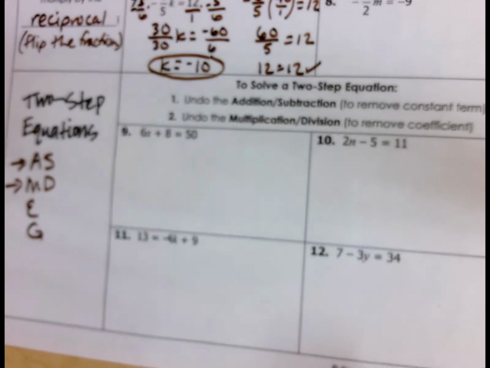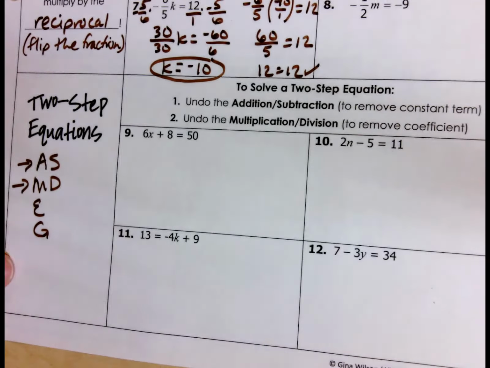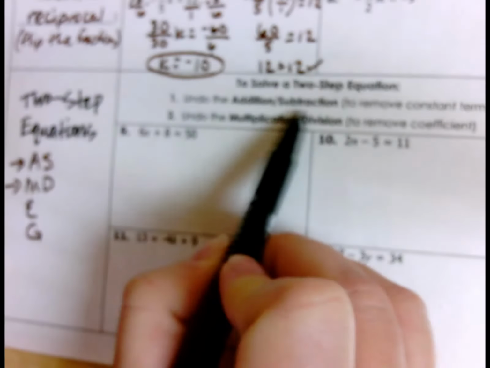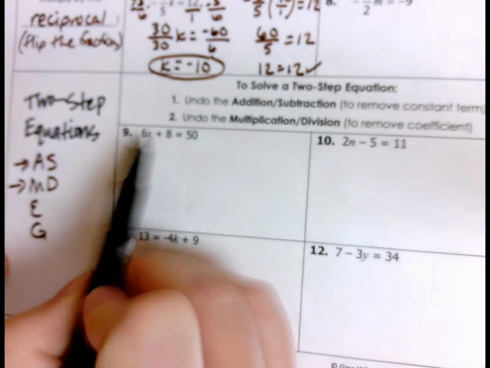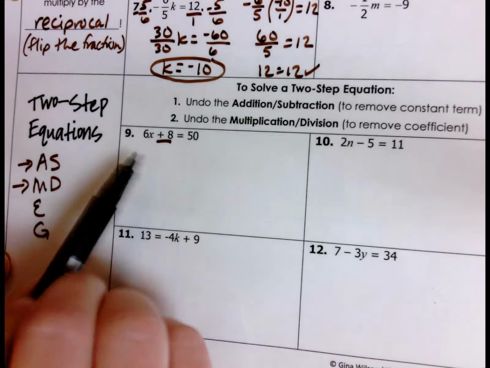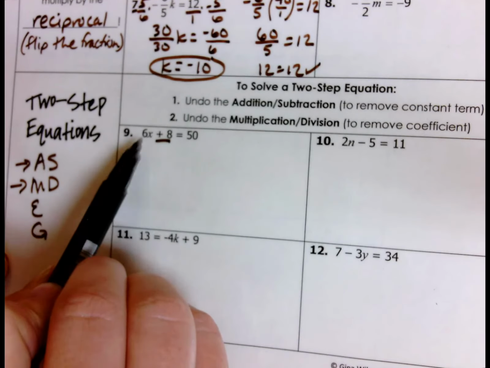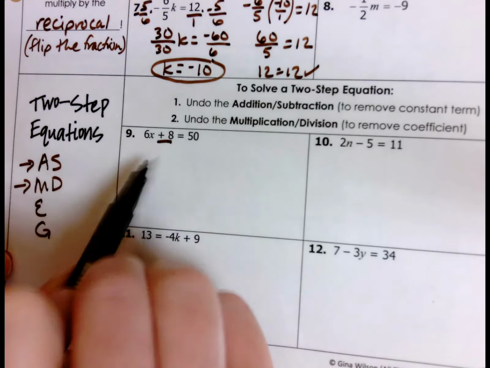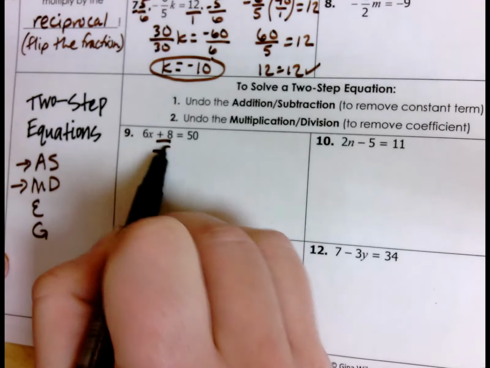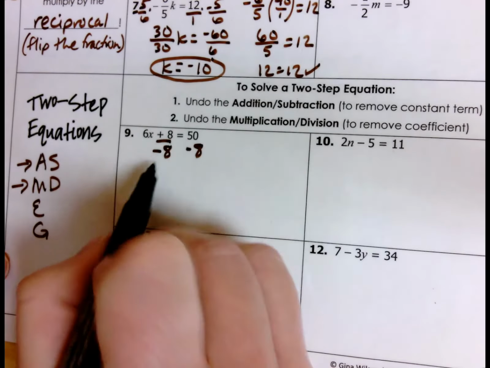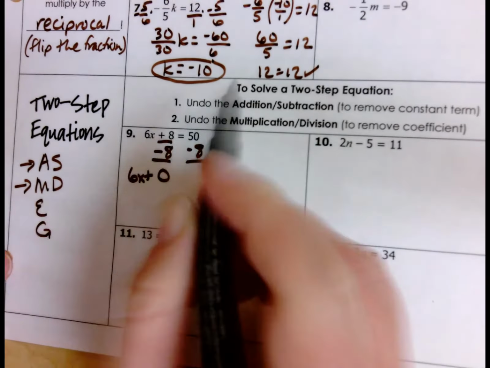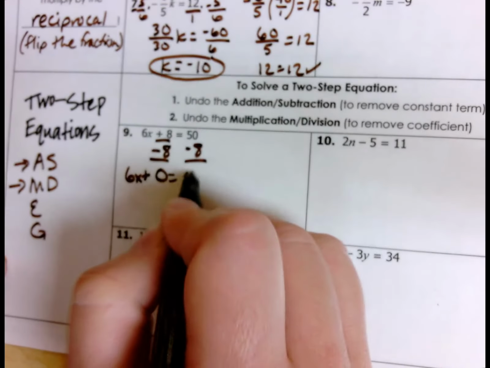So starting with this number 9, the first thing we need to do is undo the addition and subtraction to remove the constant term. We have to take this 8 and move it to the other side, because remember, our goal is to get x by itself. Since it's adding the 8, we're going to subtract it. So subtract the 8, subtract the 8. And remember, 8 minus 8 is 0, and 50 minus 8 is 42.